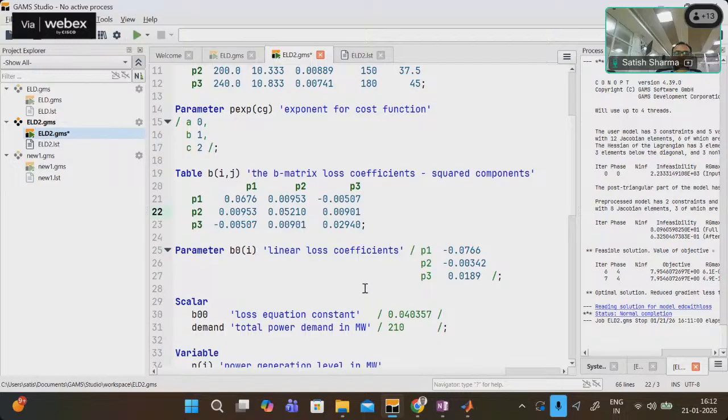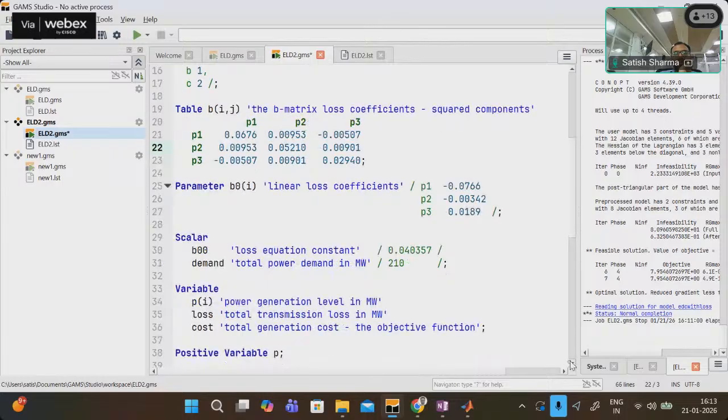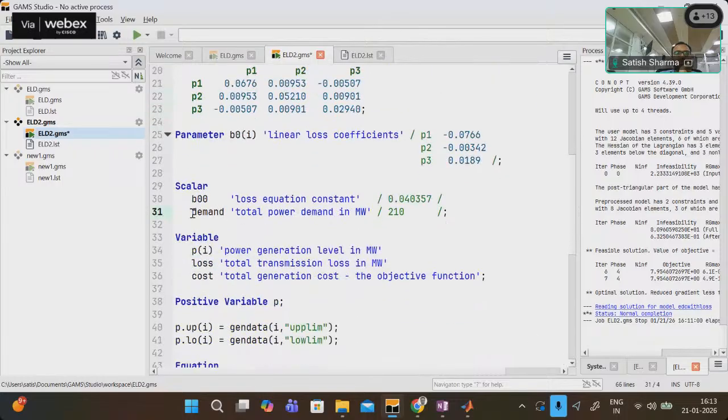Okay. If you have any doubts, you can put them into the chat. I'm actually looking at it, so we can discuss in between as well. Then further, we have two scalars. One is demand. So demand is defined as 210, and then the scalar is the B naught coefficient. So this is what the B naught coefficient is given.